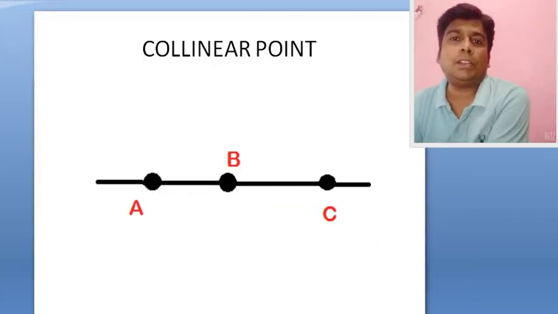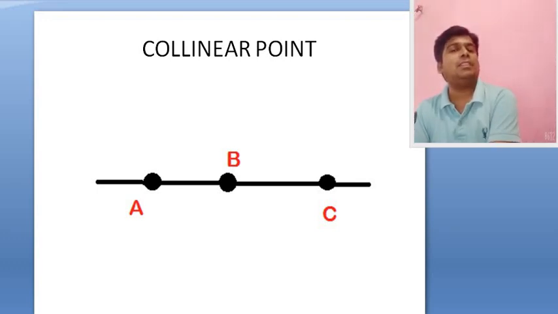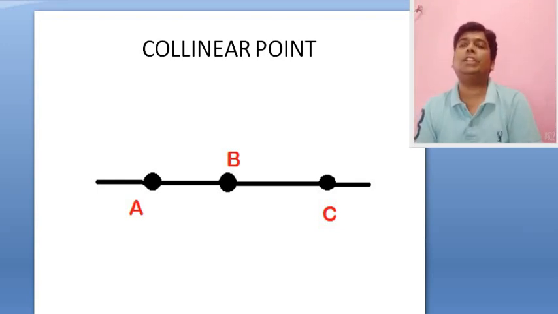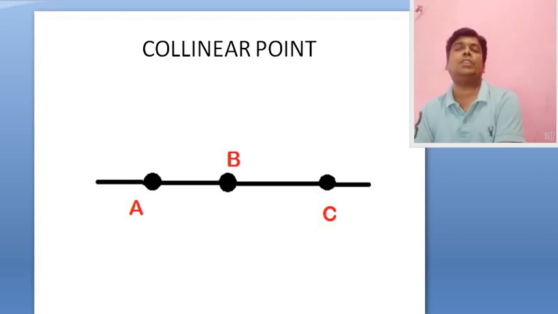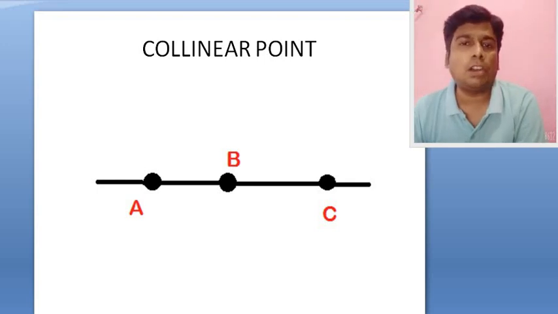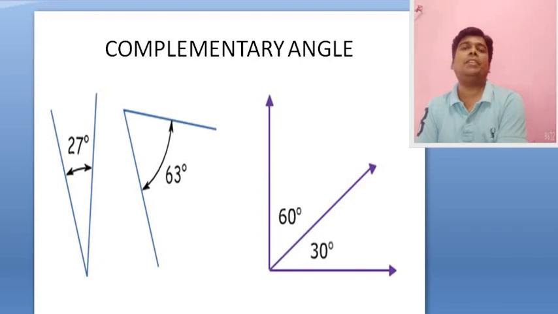Now we talk about collinear points. What are collinear points? Three or more points are said to be collinear if they lie on the same straight line. Here you can see A, B, C are the 3 points which are lying on the same straight line. And if the 3 points are not on the same straight line, then what will be the name given to these points? Non-collinear points.